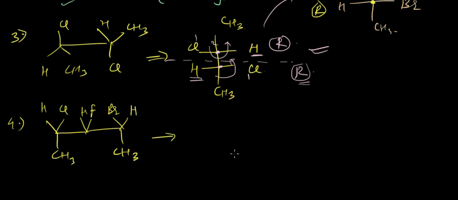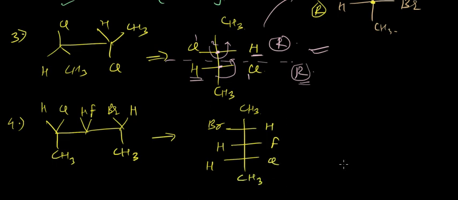Okay, so let's draw the Fischer projection for this compound. The Fischer projection would be Br, H, H, F, H, Cl, and CH3 here again. So what would be the configuration for this carbon? The configuration would be nothing but first priority, second priority. So this should be S, but H is on the horizontal line, so this configuration is R. Similarly, you can calculate, all would come out to be R.